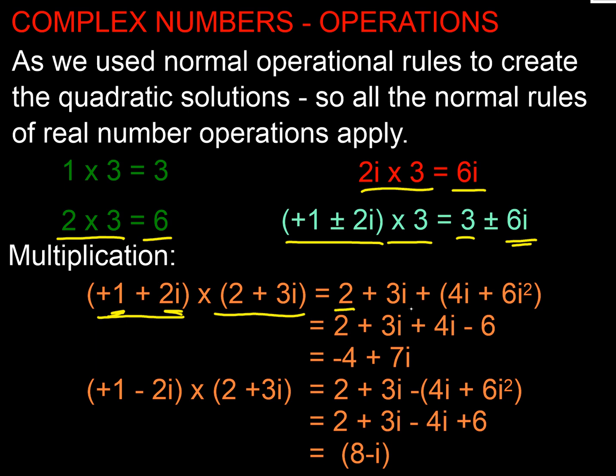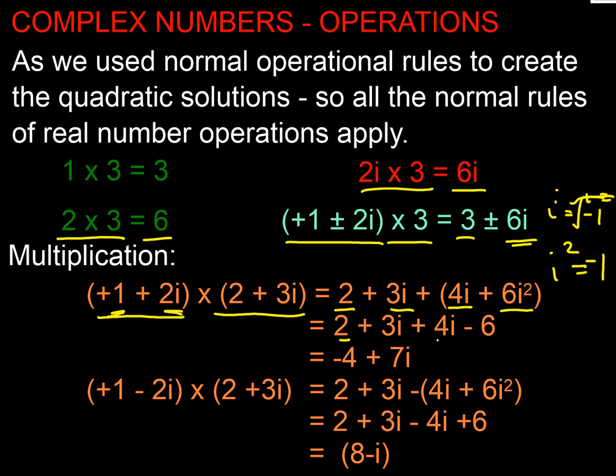So I end up with 2 plus 3i, that's the first bracket. Then I'm going to multiply the second bracket by 2i, so I get 4i plus 6i squared. But we know i squared is going to be minus 1. If i is the square root of minus 1, then i squared is minus 1, yeah? So I can just replace the i squared with a minus 1.